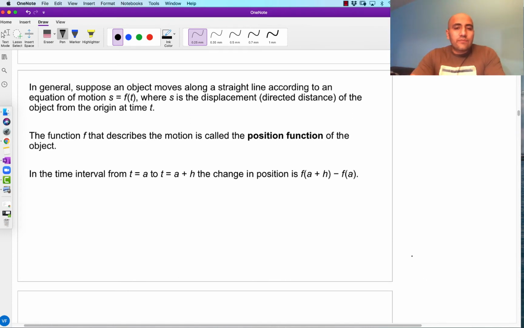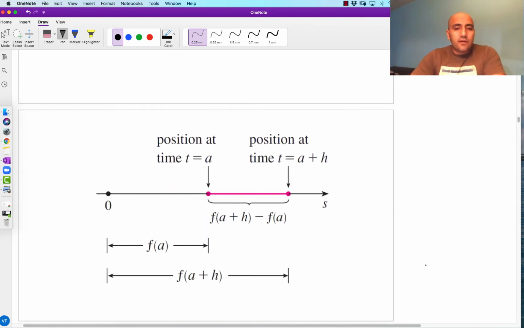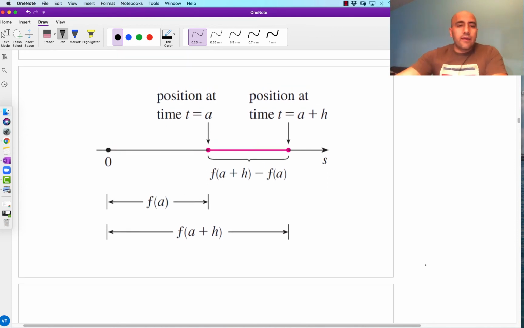The function f that describes the motion is called the position function of the object. In the time interval from t equals a to t equals a plus h, the change in position is f of a plus h minus f of a, right? It all looks very familiar. And so this is a nice graph that can describe this. We have an object moving, and at timestamp a, whatever that is, 5 seconds, 30 seconds, an hour, it's at this position. And then at timestamp a plus h, you're at this position.